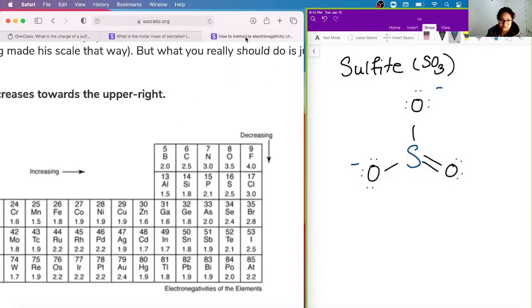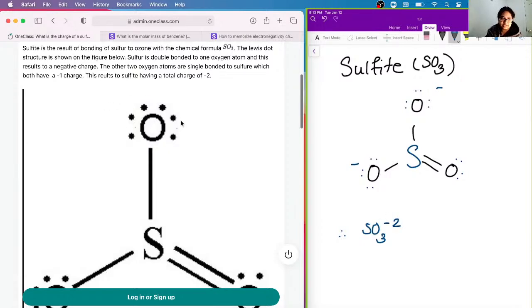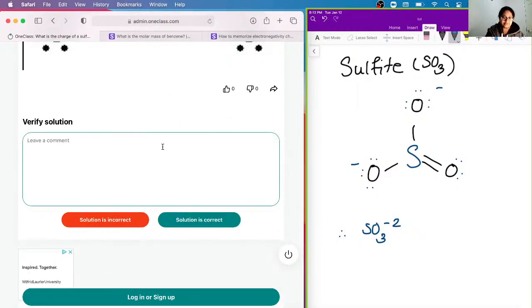Okay, we can see from our electronegativity chart that oxygen is more electronegative than sulfur. That's why your negative is on oxygen, right? And so this is the correct representation of sulfite with formal charge. And so therefore you can say that SO3 has a formal charge of 2. And so this is what the tip said here. So the solution here is correct.